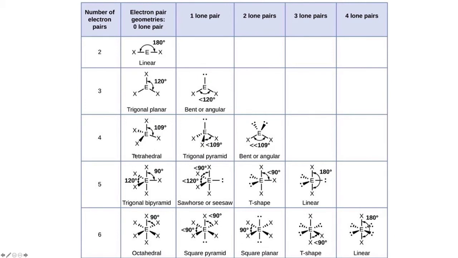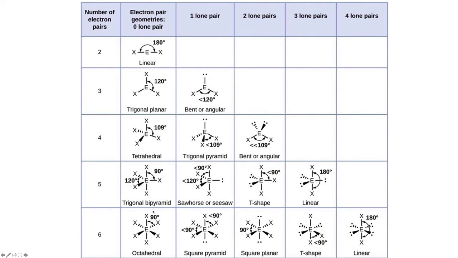4 electron groups, tetrahedral, if they're all bonds to atoms. One of them is a lone pair, trigonal pyramid. 2 of them are lone pairs, bent or angular. 5 electron groups, all bonds to atoms, trigonal bipyramid. 1 is a lone pair, sawhorse. 2 are lone pairs, T-shape. 3 are lone pairs, linear.